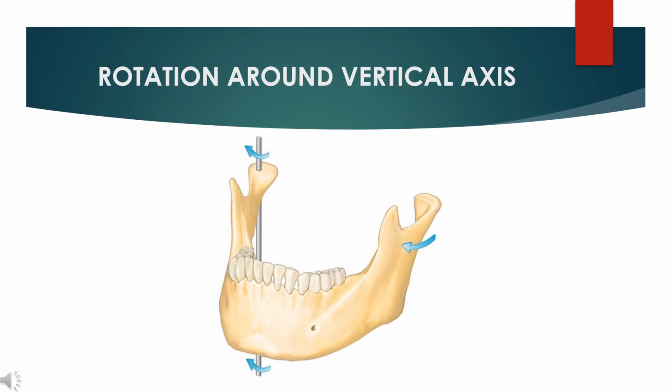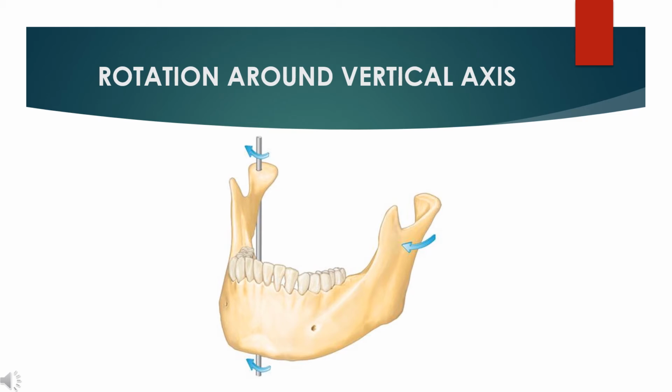The next type of mandibular movement is the rotation around the vertical axis. Here the mandible rotates around a vertical axis that runs through the condyle and the posterior border of the ramus of the mandible. This type of movement occurs when the jaw is moved to the side, that is the lateral movement. When a person opens the mouth to about 20 to 25 mm, the mandible moves around the horizontal axis. This kind of movement is observed while crushing the food or taking the food.